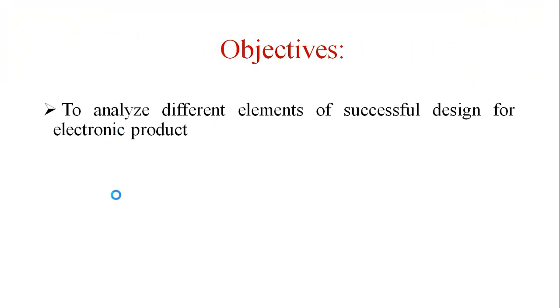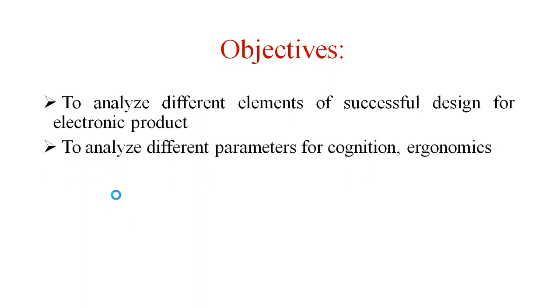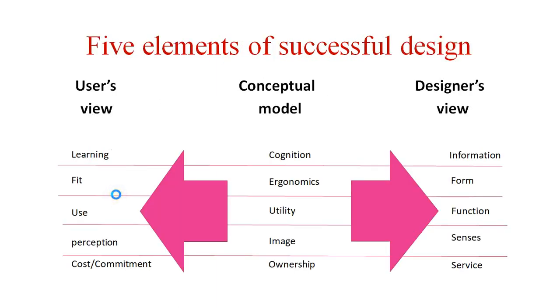Now, today the objectives for the session are to analyze different elements of successful design for the electronic product, and to analyze the different parameters for cognition and ergonomics. The main five elements for successful design are cognition, ergonomics, utility, image, and ownership.